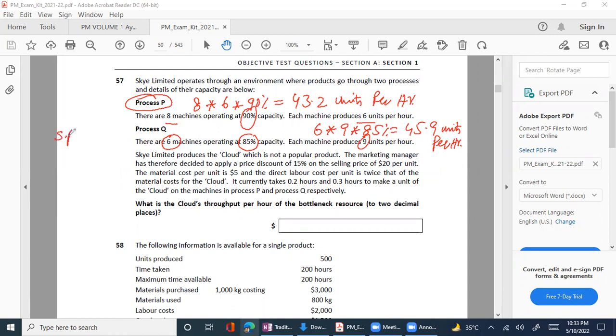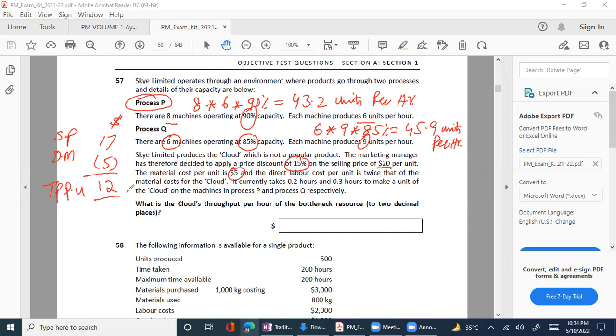For throughput, we need to have the sale price. The sale price was originally 20, but it is giving a 15% off. So 85% will be your price. What will be the 85% of 20? 17. Then direct material cost per unit is $5. So we will get a throughput per unit.